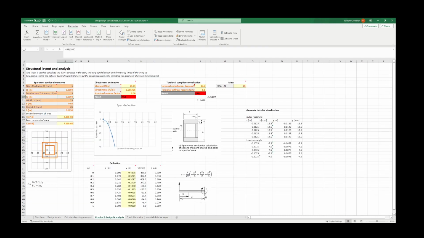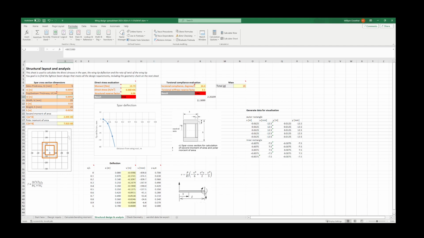Okay, so let's do some structural design. What's been set up here is a spreadsheet that will work out the deflection of the beam, and it'll also work out the peak stress at the root and compare it to the allowable stress in that material, so the ultimate tensile strength or ultimate compressive strength. And it'll also check a stiffness in terms of a torsional compliance, so how much would that wing twist if you applied a torque to it.